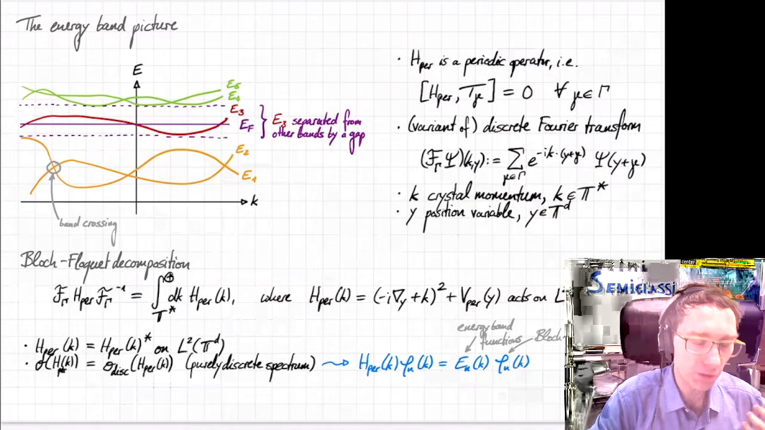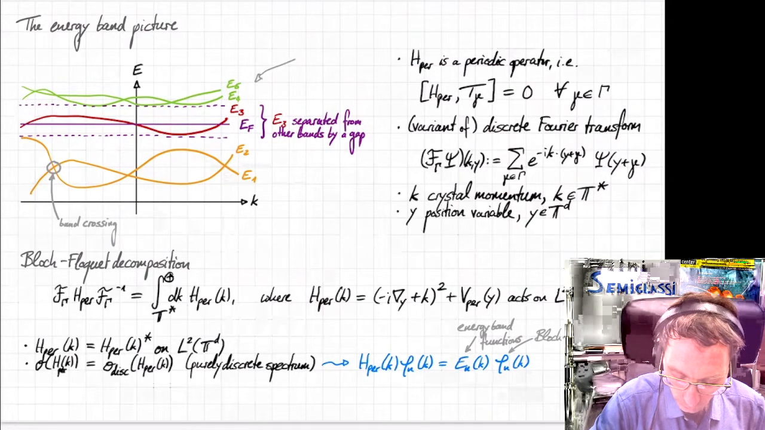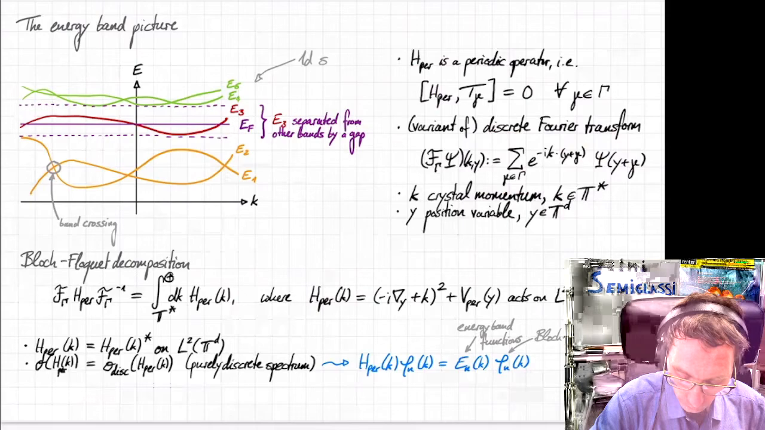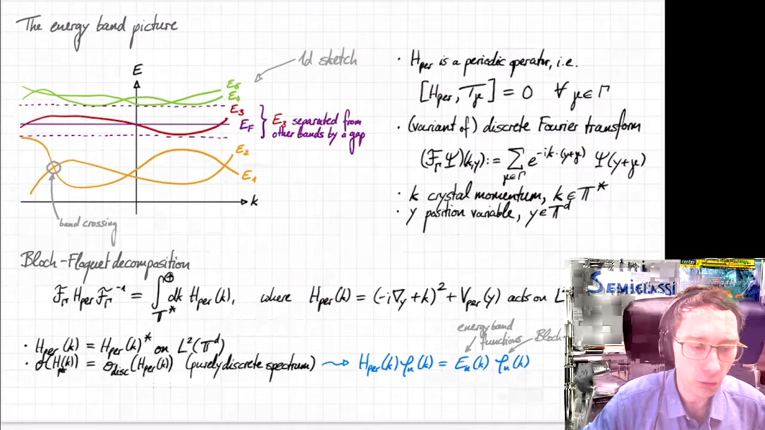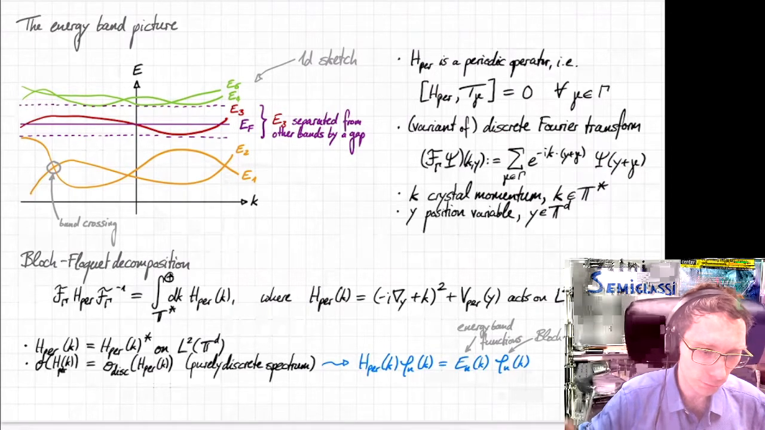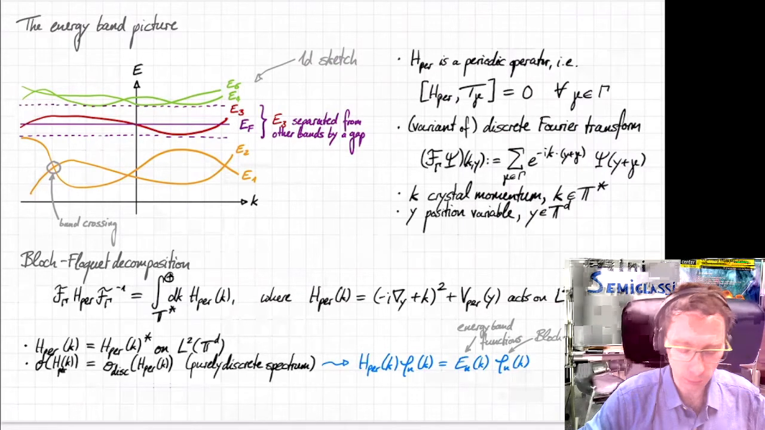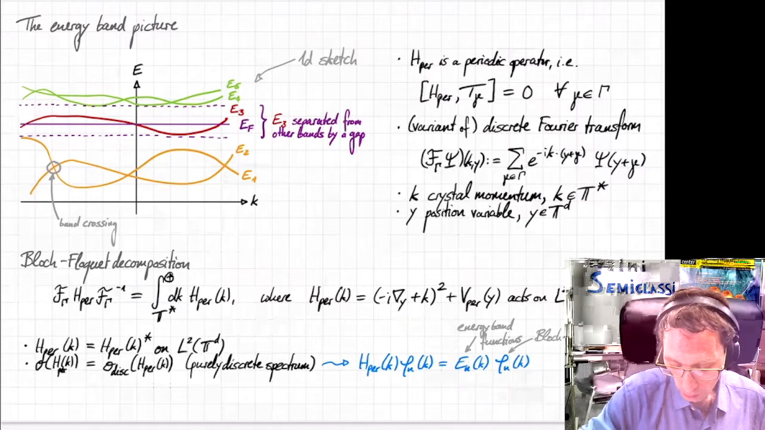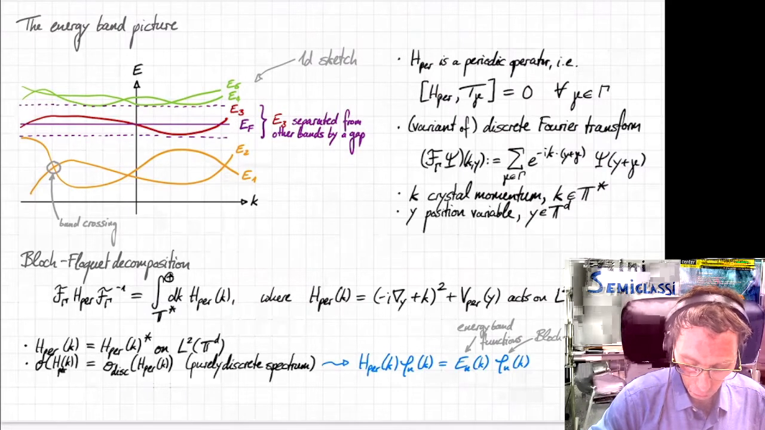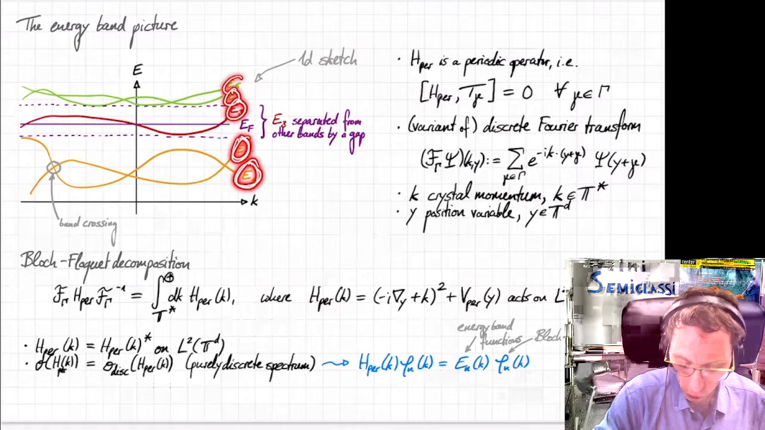This is, of course, a one-dimensional sketch. I cannot draw higher dimensional band pictures. You either have to use a computer or you have to use cuts anyway. But this is just a one-dimensional sketch. And you see that once you do this, you obtain a bunch of band functions, E1, E2, E3, E4, and E5.